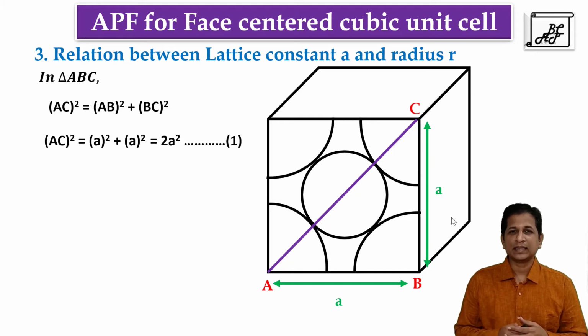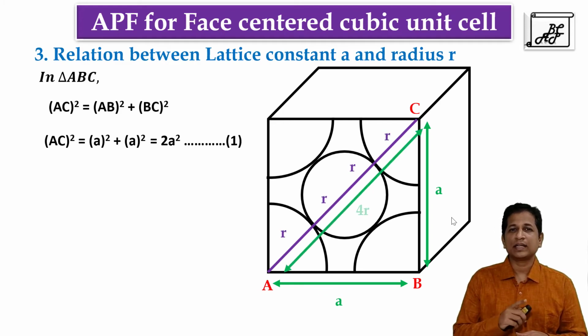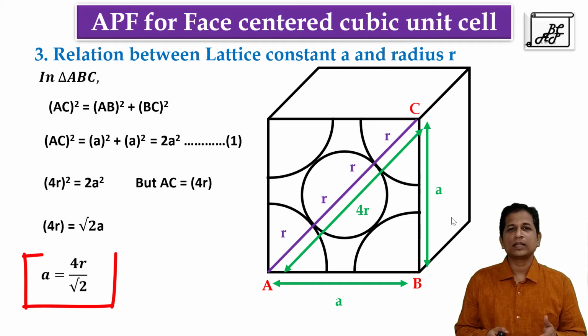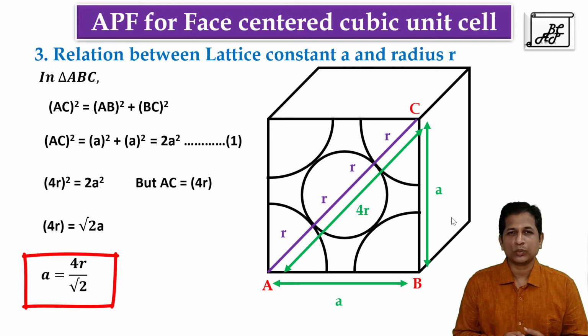The diagonal AC is formed by the combination of 3 atoms, 2 atoms at the corner having radius r and 1 atom at the center having a diameter 2r. Total is 4r. Thus we can say 4r whole square is equal to 2a square. If we solve this, the value of a is calculated as 4r upon root 2.